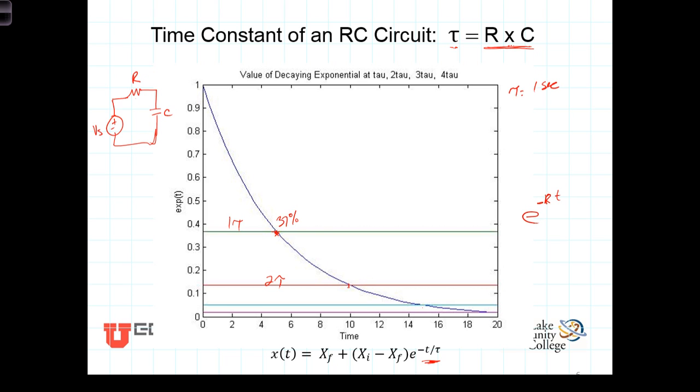On the other hand, if tau was, say, 1 hour, in other words, the product of R times C was 1 hour, after 1 hour, it would be down to 37%. 2 hours, it would be down to about 12% of its original value. After 3 hours, 3 tau, it would be down to about 2% of its original value. And after 4 tau, it would be down to less than 1% of its original value.